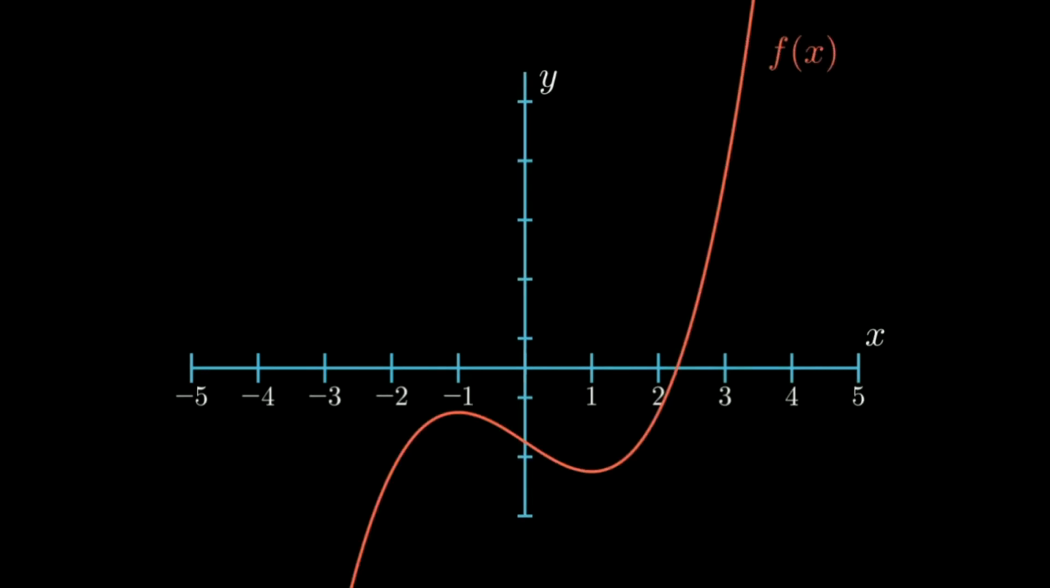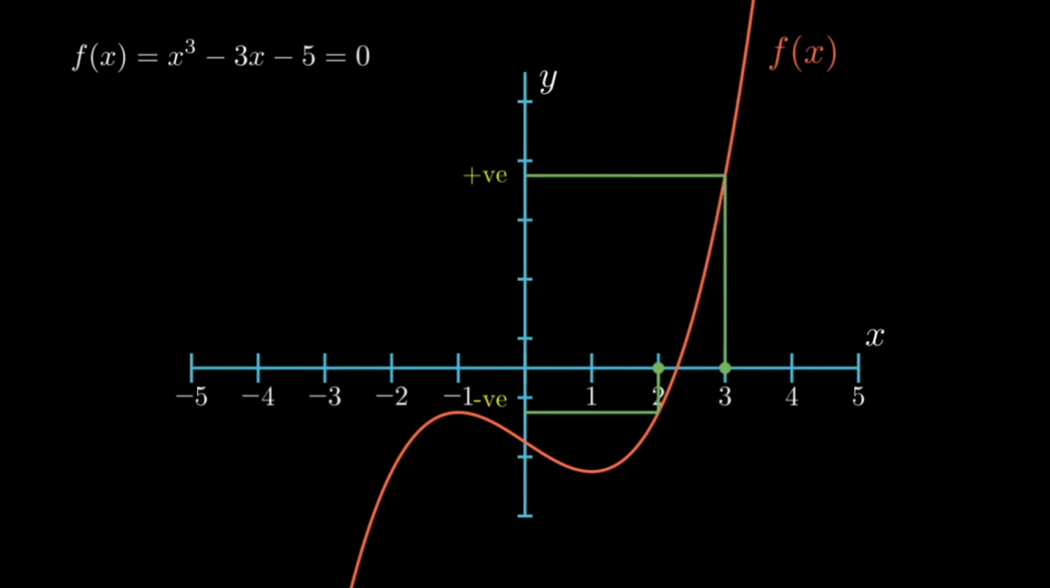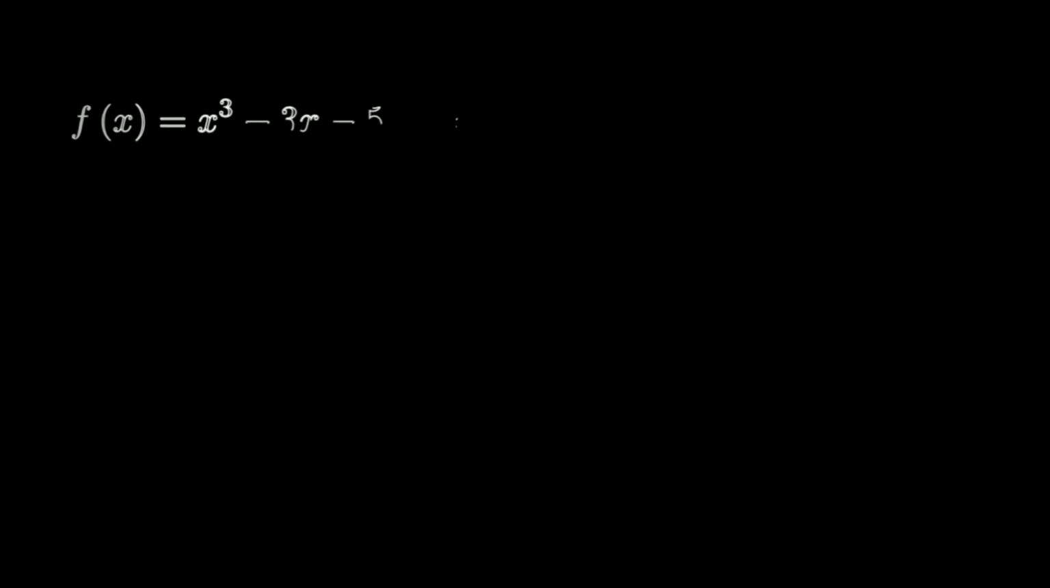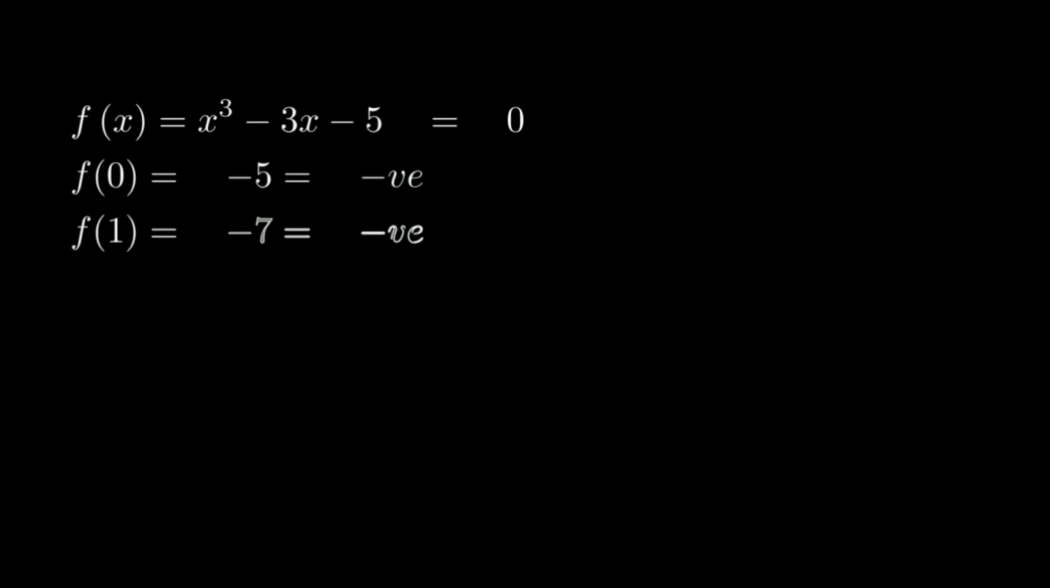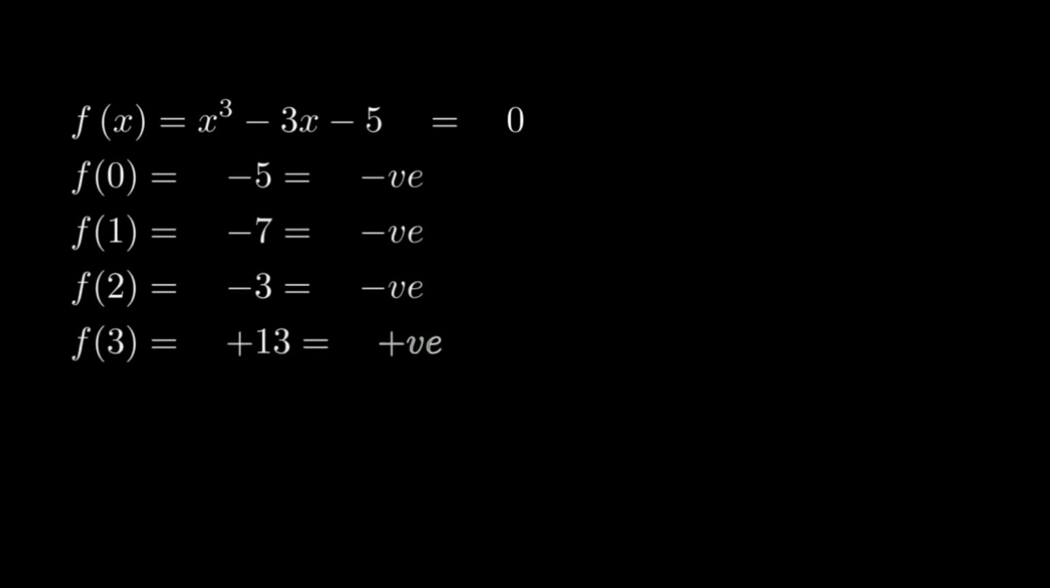We again come to the same graph and take two values such that one lies to the left of the root, whose functional value is negative, and one on the right side of the root, whose functional value is positive. To evaluate the same thing theoretically, we substitute consecutive values from 0 and stop where the functional value changes its sign from negative to positive.